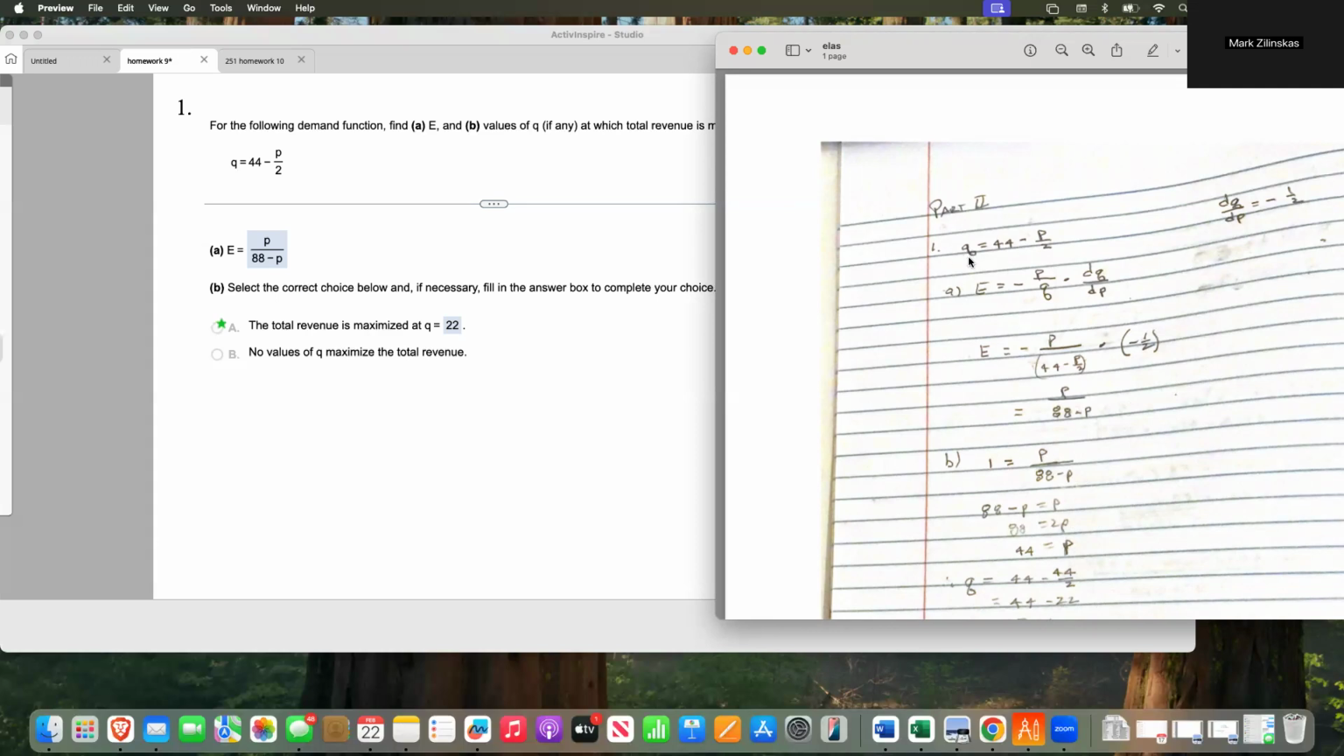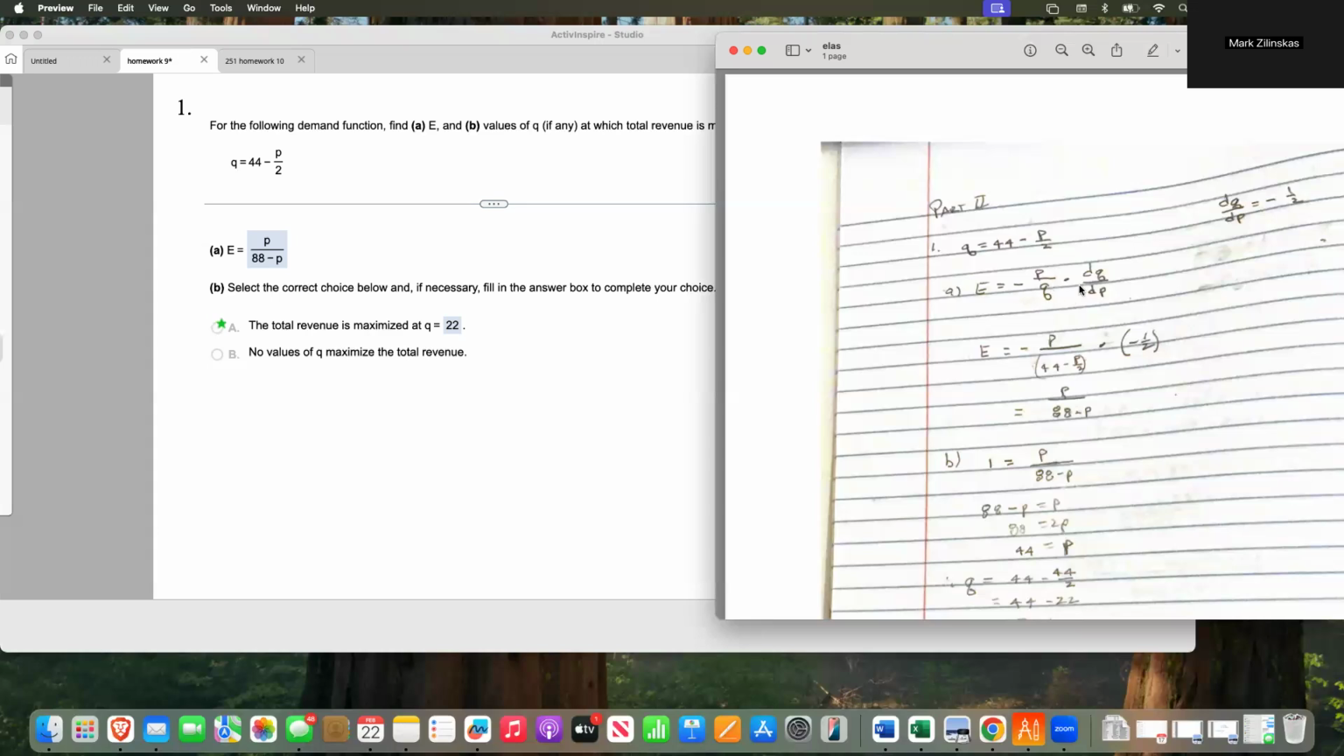So dq/dp would be equal to, and this derivative is zero. Since I'm differentiating with respect to p, I'd look at this as negative 1/2 times p, so I'm just going to get negative 1/2. That's dq/dp. Here's the original function. I apply implicit differentiation, and I find dq/dp to be equal to negative 1/2.